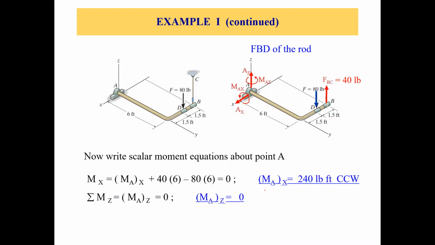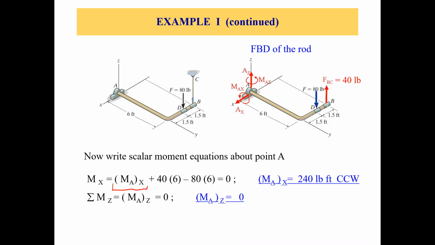Now, let's take sigma moments around x-axis equals to 0, right? So we already have MAX, which is an unknown, and it's a counterclockwise moment around x-axis. So we have a positive MAX. Then we are taking moments around x-axis.